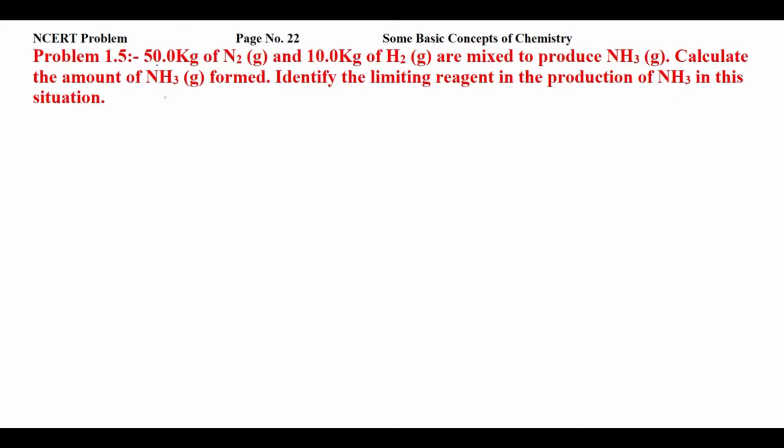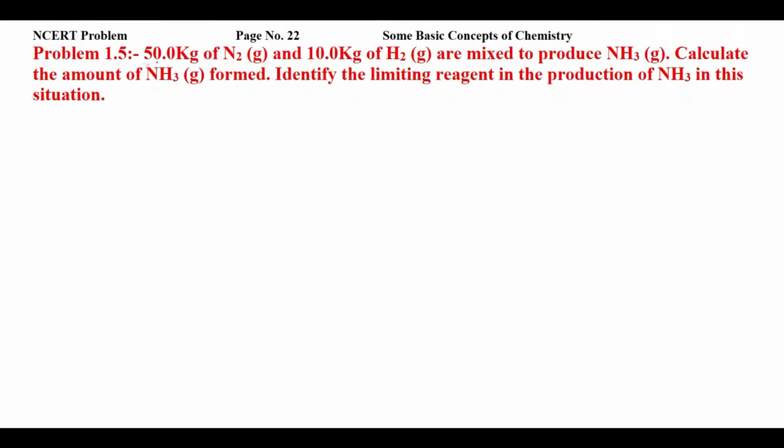Students, this is NCERT problem 1.5 from page number 22 of Some Basic Concepts of Chemistry, right? So let's read the statement. 50 kg of nitrogen and 10 kg of hydrogen are mixed to produce ammonia. Calculate the amount of ammonia formed. Identify the limiting reagent in the production of ammonia in this situation.